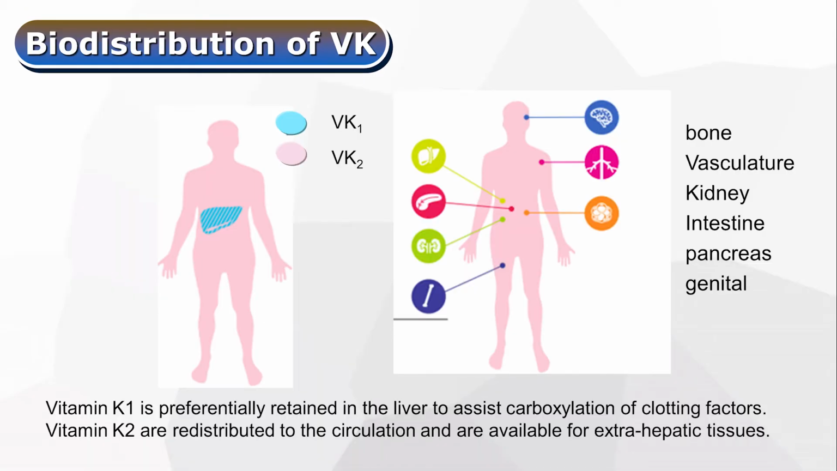In terms of biodistribution, vitamin K1 is preferentially retained in the liver to assist in the carboxylation of coagulation factors. On the other hand, vitamin K2 is distributed into the circulatory system. One can expect vitamin K2 to have more functional roles in many extrahepatic tissues, such as the bones, vascular system, kidneys, intestines, pancreas, and genitals.